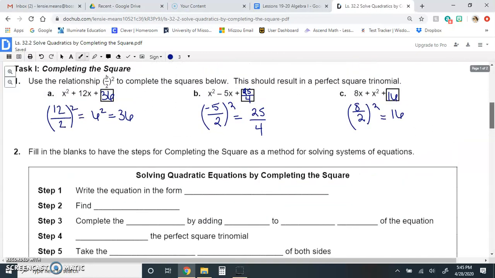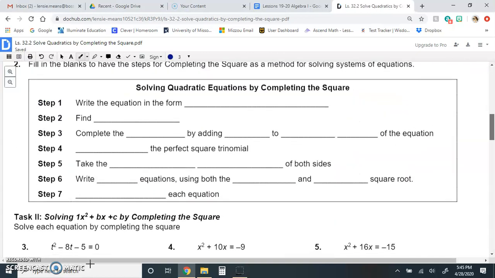All right, now we're going to actually talk about the steps to completing the square. Step 1 is to write the equation in the form of ax squared plus bx equals c. Step 2 is to find b over 2 squared, which is what we practiced doing, so that skill will be embedded in our steps, which is why we practiced it.